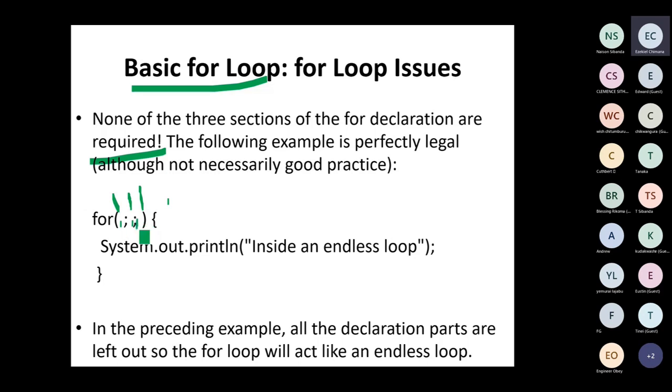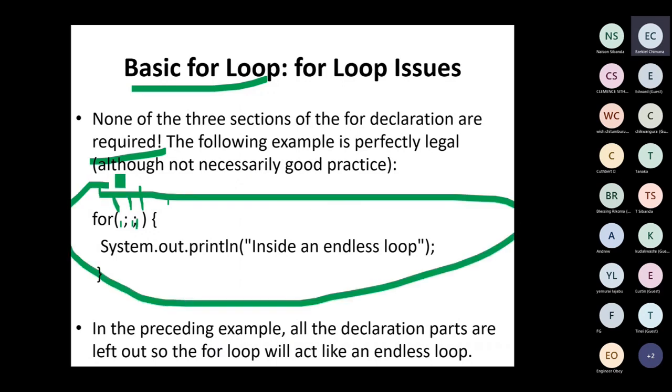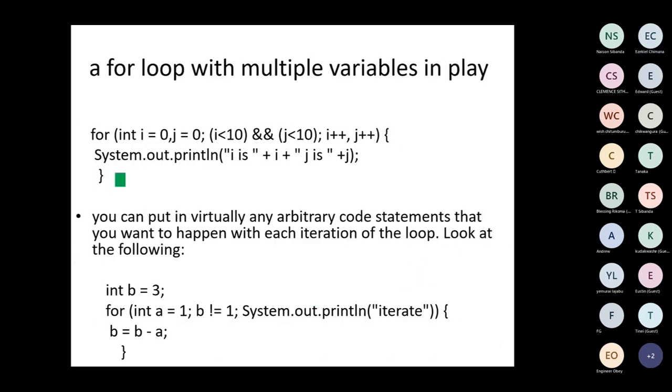But what does it actually do? It will be an endless loop. In the preceding example, all the declaration parts are left out, so the for loop will act like an endless loop. So why do we need it? I don't think it's necessary there.